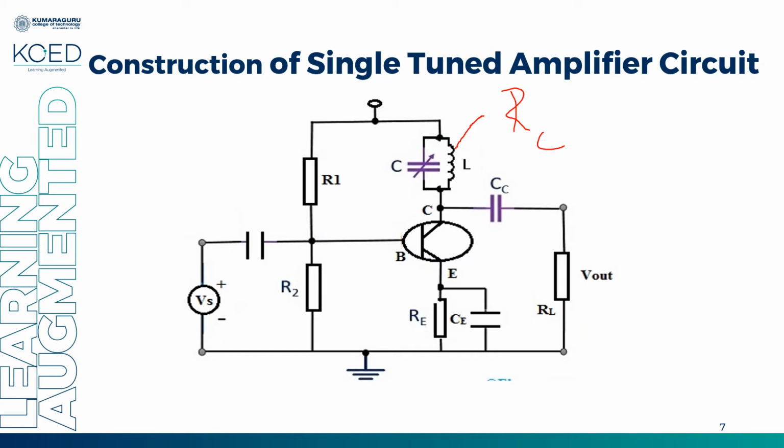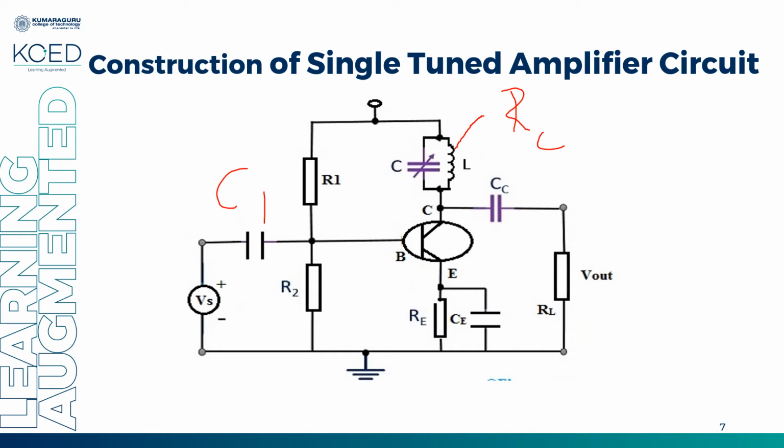Okay, and also we have here one capacitor, let's say it's C1. So this is the coupling capacitor which is coupled to the base of your transistor, right? So C1 is the capacitor which is going to be coupled to the base of the transistor, and this CC is the coupling capacitor which is going to couple to the load resistor RL, right?